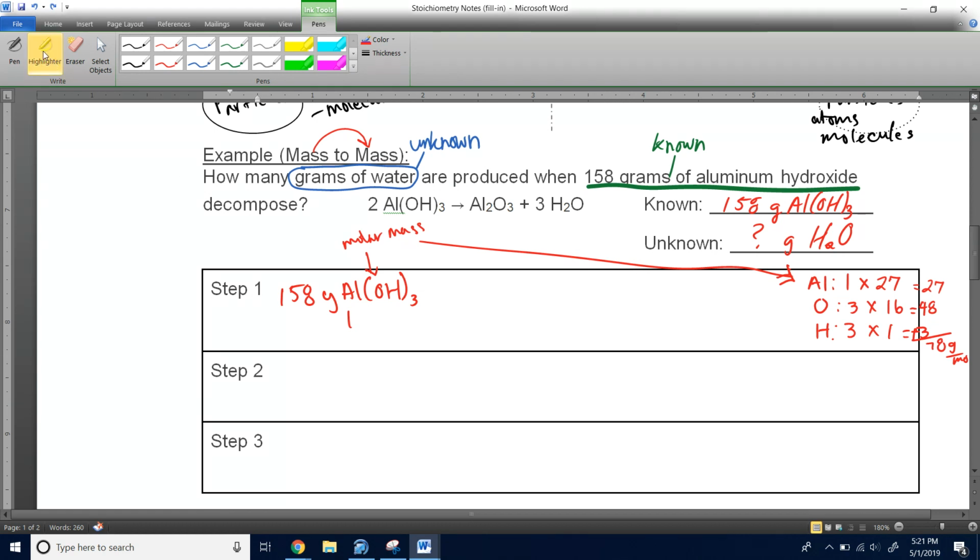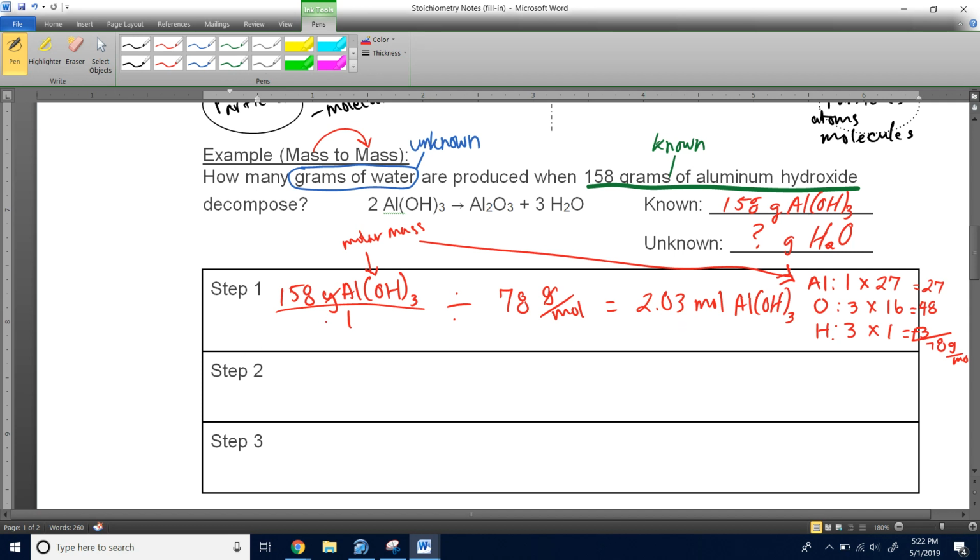Okay. All right. So it's over 1. Let me draw my bar again. Okay. So we're going to divide by the 78 grams per mole. And then when we do this, we notice that since we're dividing, these grams will cancel out with these grams. And we will be left with 2.03 moles of aluminum hydroxide.